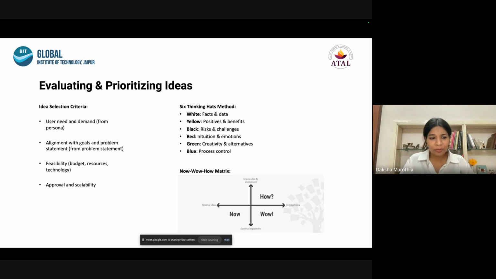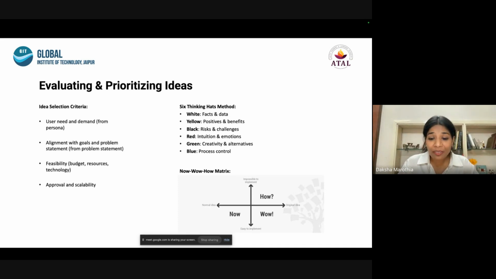Then again, feasibility, budget, resources, and approval and scalability is the secondary part, but a very resourceful part of the equation, but it also is there. How do we do that? So one of the major techniques is now-how matrix, which lets us categorize these 15 ideas into impossible to implement, easy to implement. This is just a template into understanding what is the normal idea, what is the original idea. Now how to categorize it into what is easy to implement, what can be done right now, what can be done later. So it is just an organizing tool.